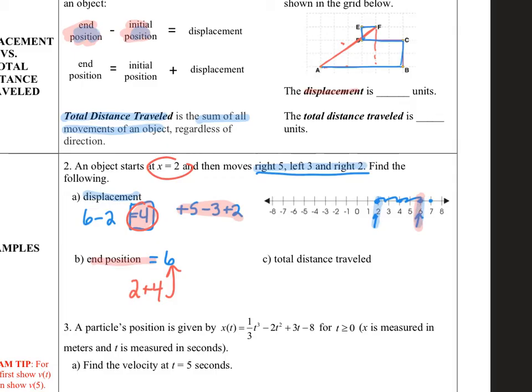My total distance traveled is this, except I'm going to take everything positive. So I'm going to take the 5 plus the 3 plus the 2. I look at all the movements and I pay no attention to whether I move to the right or to the left, and I add all that together and I get my total distance traveled is going to be 10.